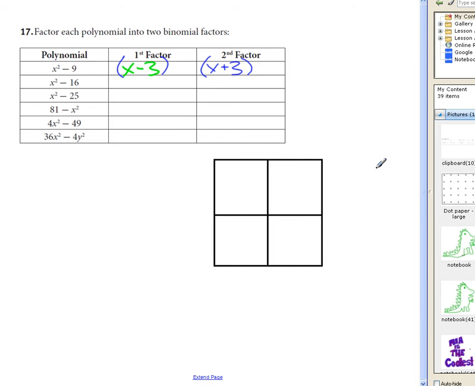All right, x squared minus 16. So again, we have x squared, and 16 in the lower right. What number times itself gives you x squared? X. What will give you negative 16? Negative 4 and positive 4.